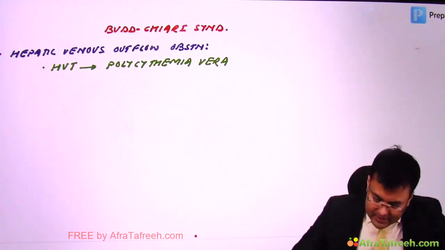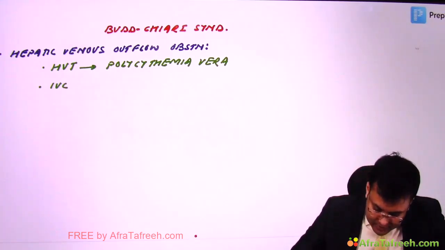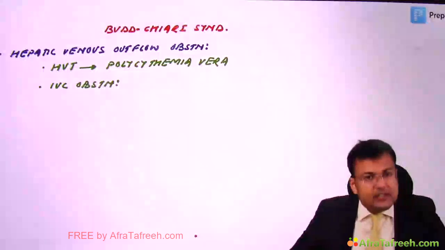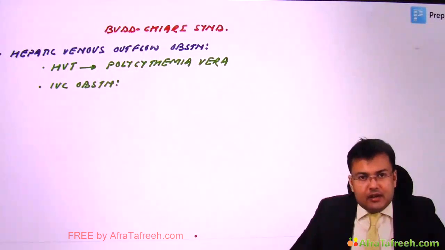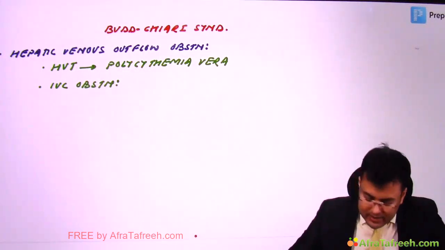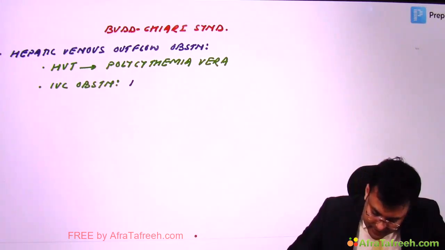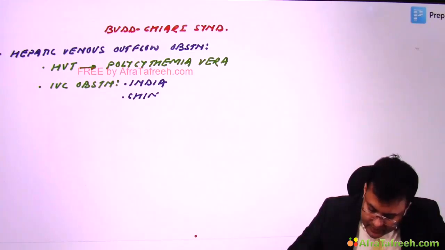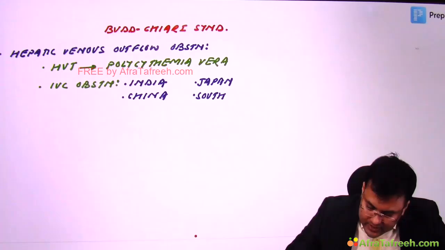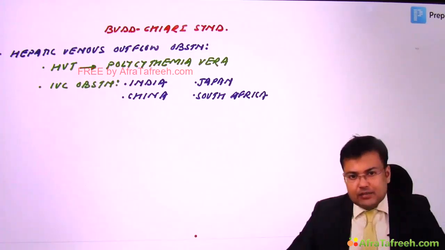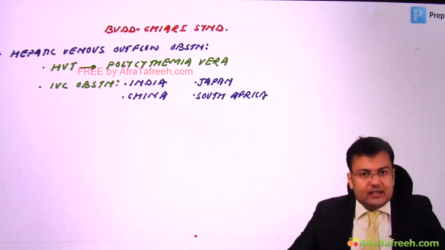Okay, second is IVC obstruction, right? IVC obstruction is the most common cause of Budd-Chiari syndrome in certain countries. Which countries? It is the most common cause in India, China, Japan and South Africa. India, China, Japan and South Africa. So IVC obstruction is the most common cause in these countries.